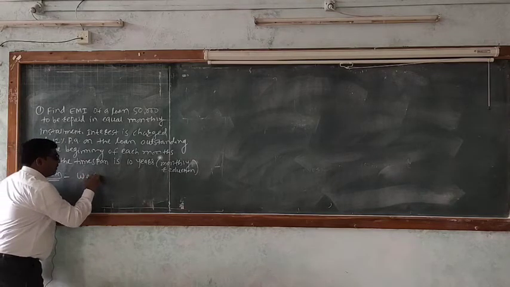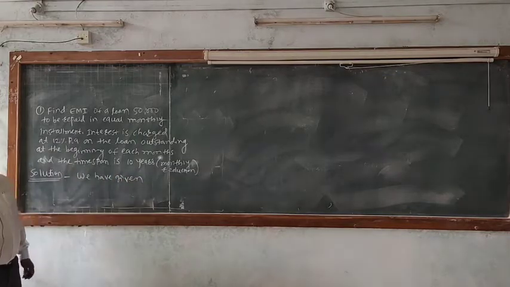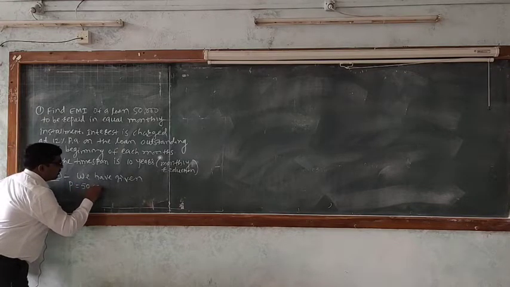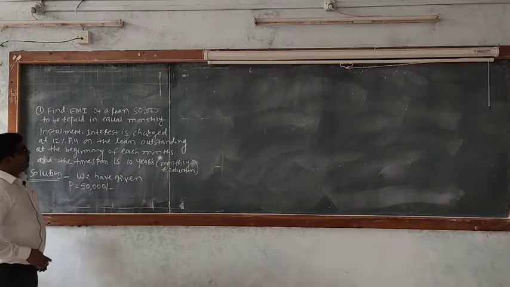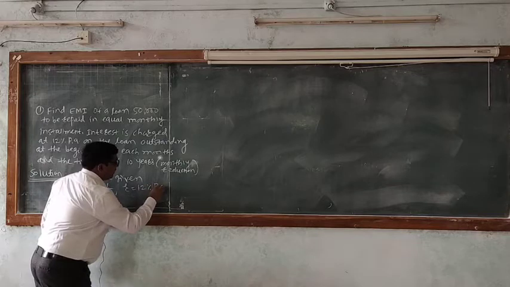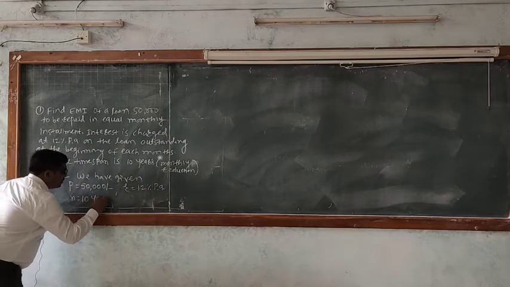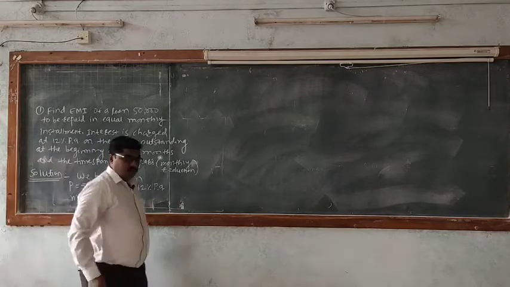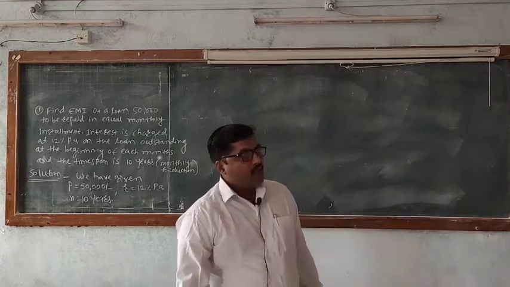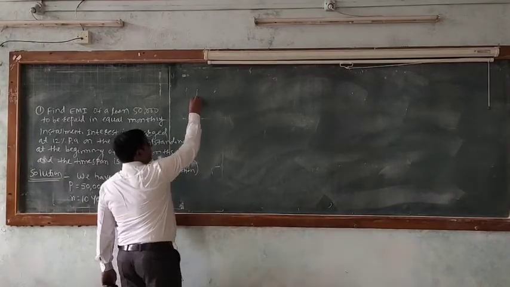We have given principal. What is principal? Principal is 50,000. Then what is R? R is 12% per annum. Right. What is N? N is the 10 years. So these are your values which are given to you, right? Now first find K.